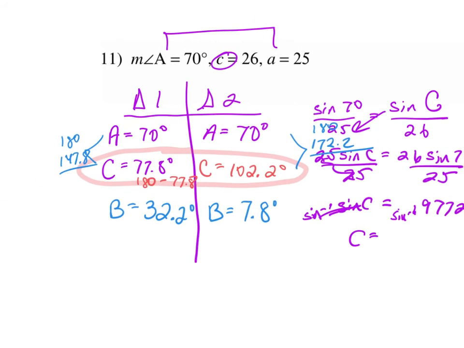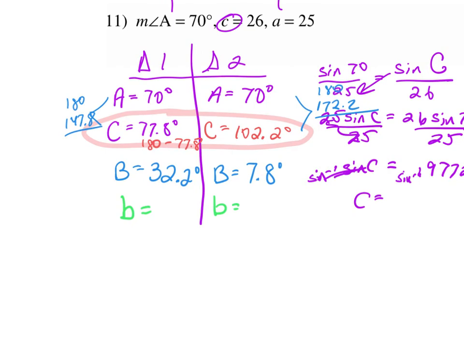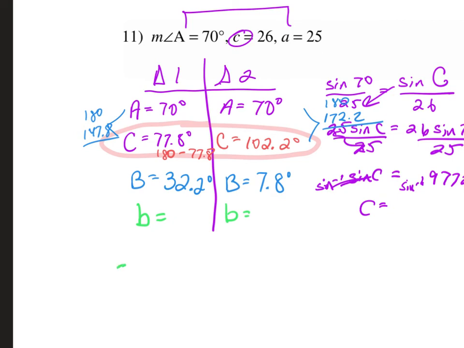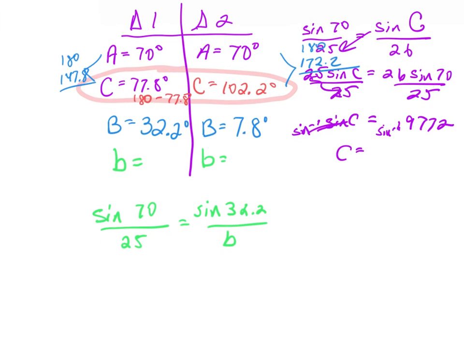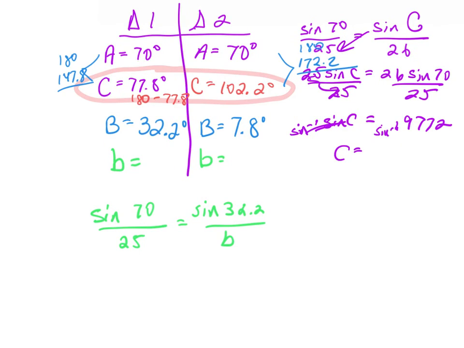Now you can find side B. Now we found angle B, we can find side B by using our law of sines. It's going to be a different measurement in each one because they're different triangles. So I'm going to use the information that they gave me: sine of 70 over 25. And to find side B, I use my information for B, so I have sine of 32.2 over B. That's going to find B in the first triangle.